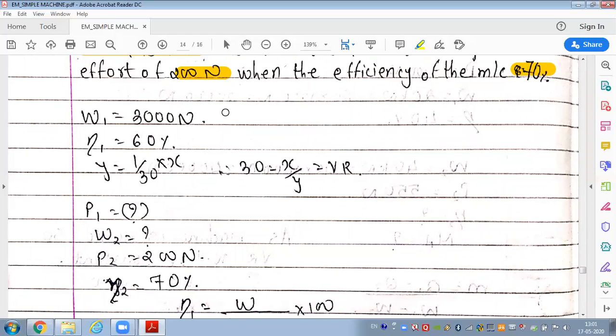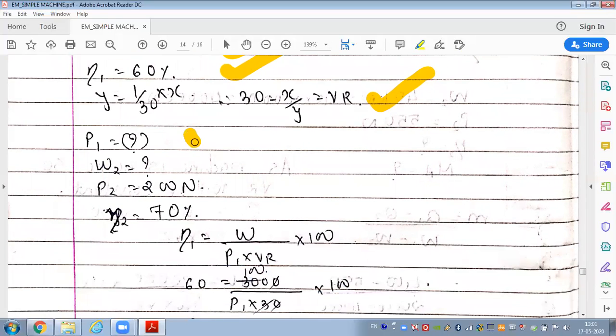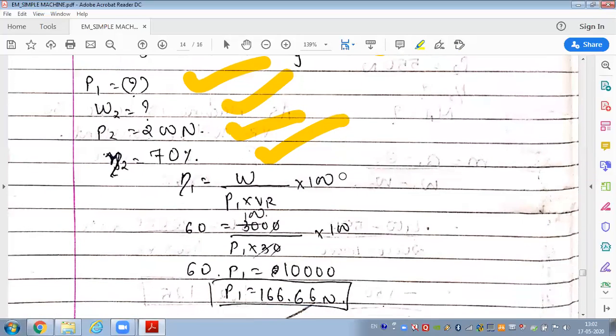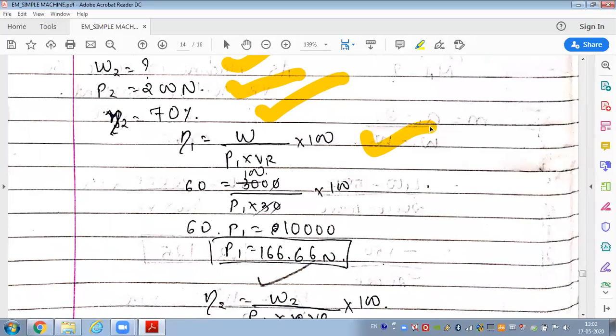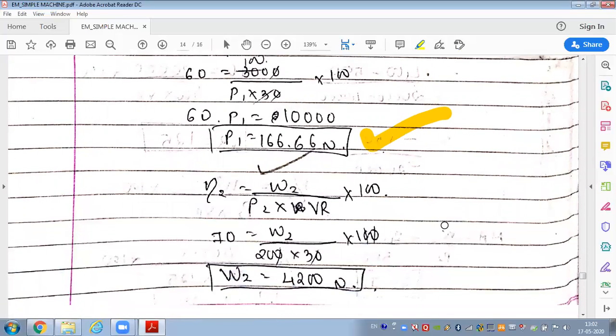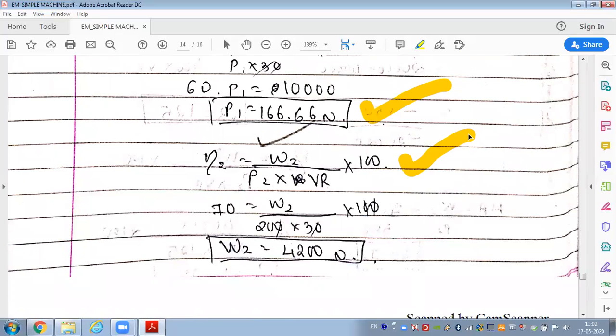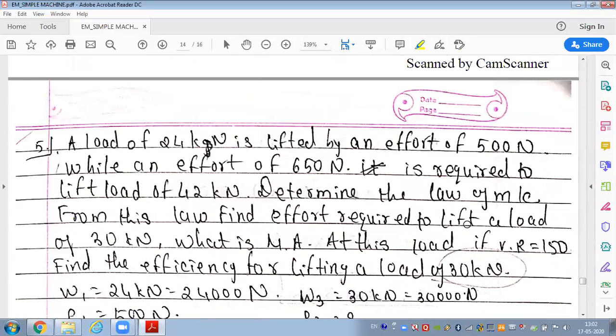First of all, write down the given data: W1, eta 1, y and x are both given in the form of a formula. So y equals 1 by 30 multiplied by x. So the VR is given by x by y, which is equal to 30. Calculate P1; W2, P2 and eta 2 are given. By applying this formula, put all the values and you can obtain the value of P1 very easily. The second one is the eta 2 formula. From this formula, you can obtain the value of W2 in Newton.